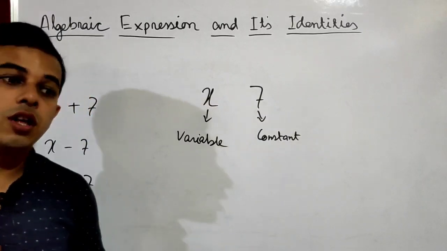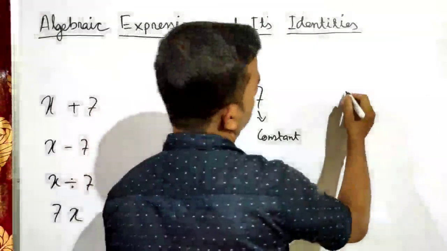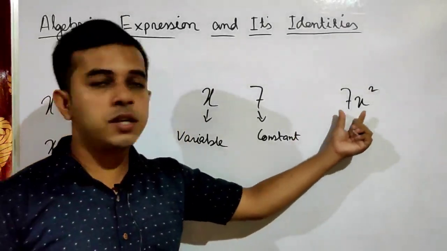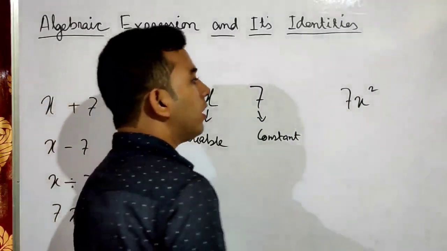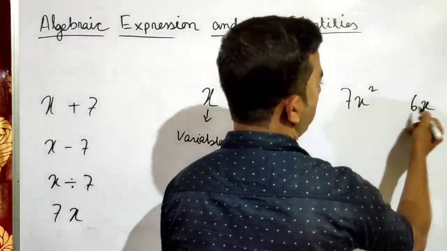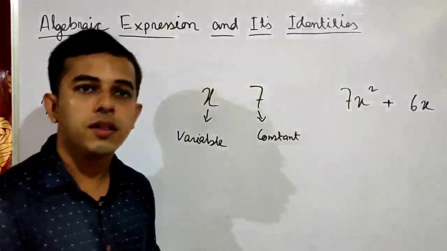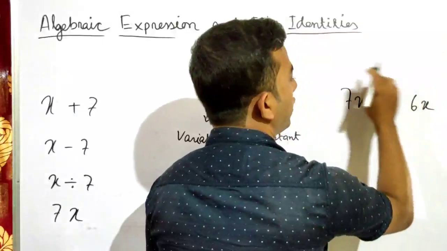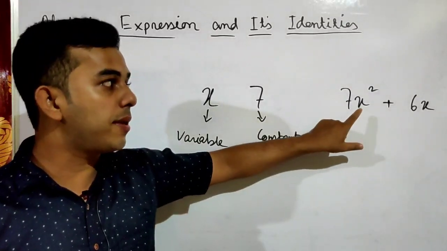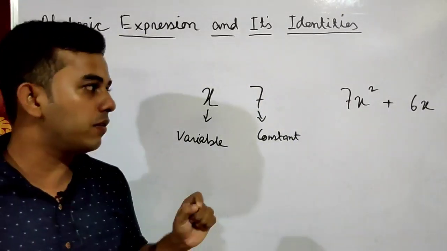Binomial, polynomial, this thing. Based on this, let's write one more expression. For example, 7x square. This is known as an expression, isn't it? And now if we write another expression like this, for example 6x, and this expression is connected with the other with either a plus sign or a minus sign. Now if I say that this whole is one expression, this 7x square plus 6x is one expression, isn't it? In that case, this 7x square and 6x, each of them will be known as terms. Clear?